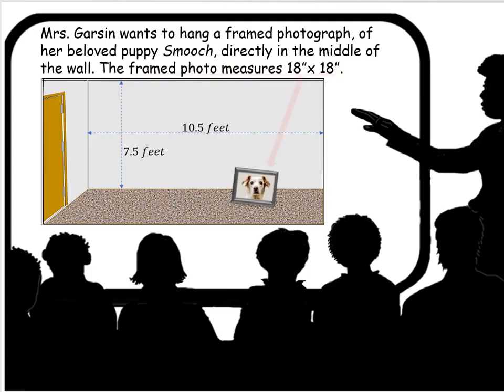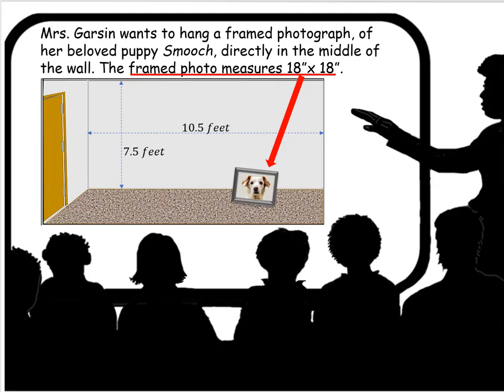Let's look at another problem. Mrs. Carson wants to hang a framed photograph of her beloved puppy Smooch directly in the middle of the wall. The framed photo measures 18 inches by 18 inches. Now you notice the dimensions of the wall. From left to right, 10.5 feet, and from ceiling to floor, 7.5 feet. And we know that the photo measures 18 inches by 18 inches.